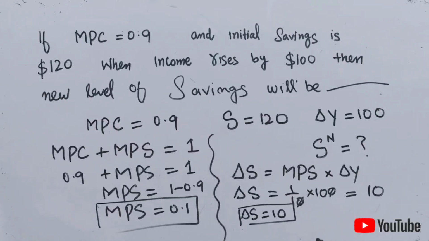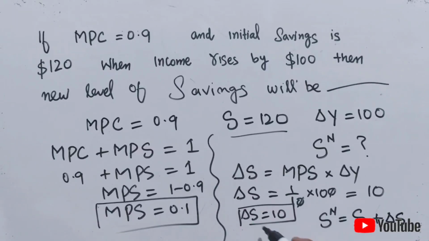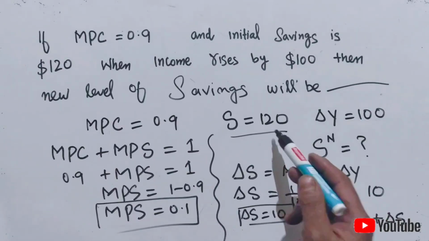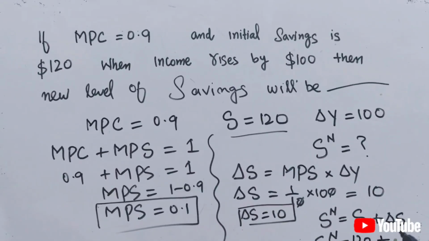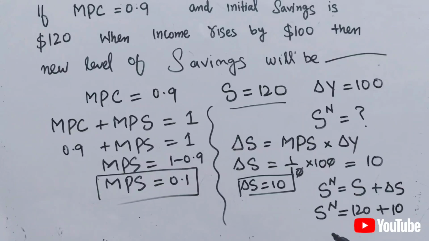Now new savings. New savings will be equal to the initial savings, which we denoted by S, plus the change in the savings, which we found out here. So S superscript N, which is the new level of savings, will be equal to the initial savings, which is 120, plus the change in the savings, which is 10. Okay, so I am out of limits. So the new level of savings will be equal to 130 in this question.